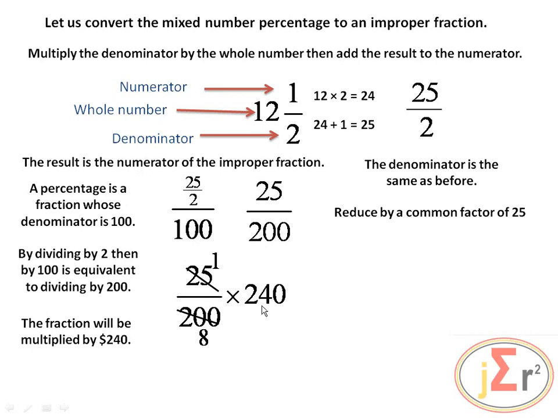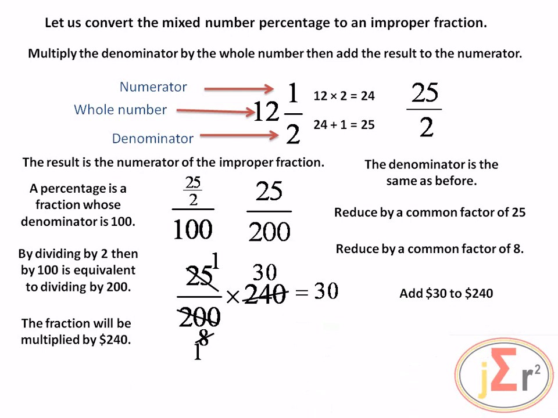And of course, 8 into 240 as before is equal to 30. So we are going to be reducing by a common factor of 8 as we have done before. And now we have our 30. Eventually, we have our 30. And add 30 to 240, and we end up with 270. And we would have just arrived after so many years at the correct answer.